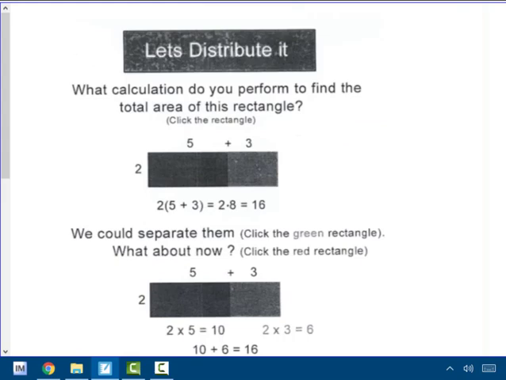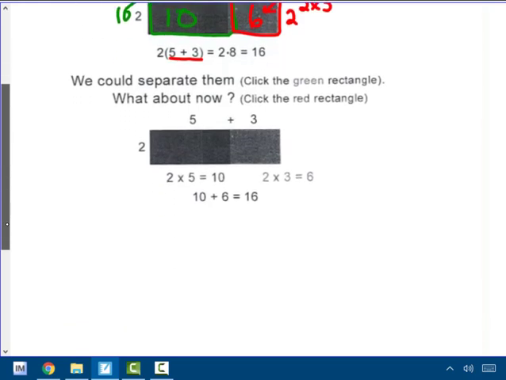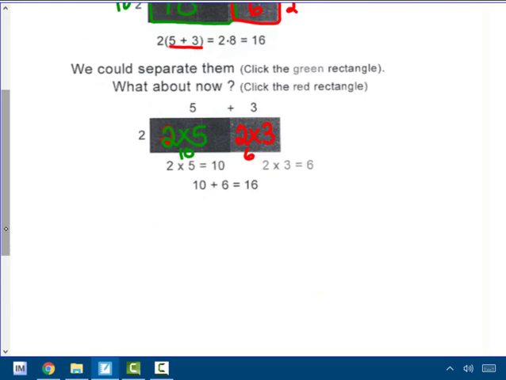What calculation do you perform to find the total area of this rectangle? And if I put that together, I get 16. Well, I could separate that. I could put it together and say, why not add the 5 and the 3 and make that big long length 8, and just do the width of 2 times the 8 to get 16. Yes, I could do it separately, or I can do them all as one. So those are area models of the distributive property.